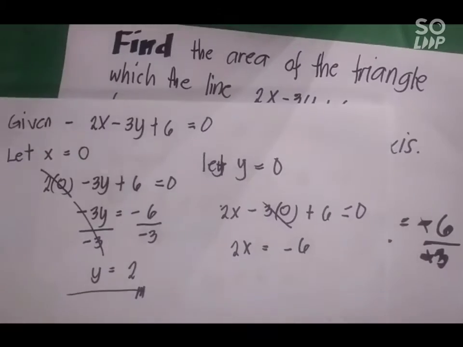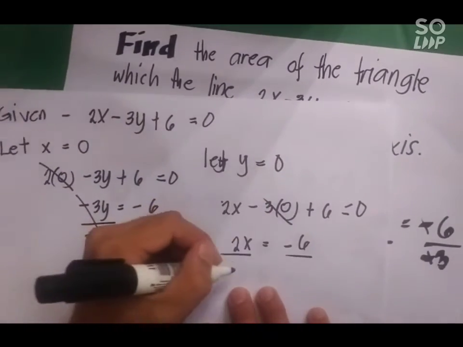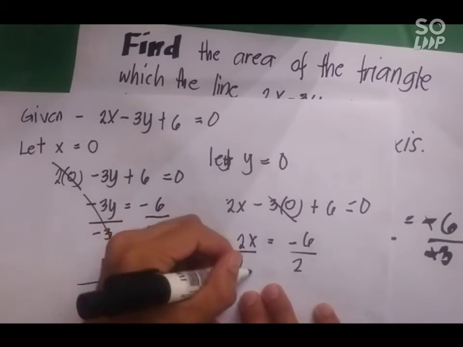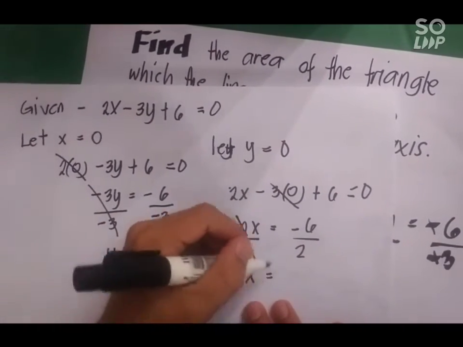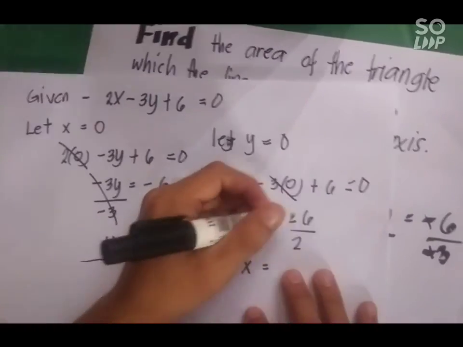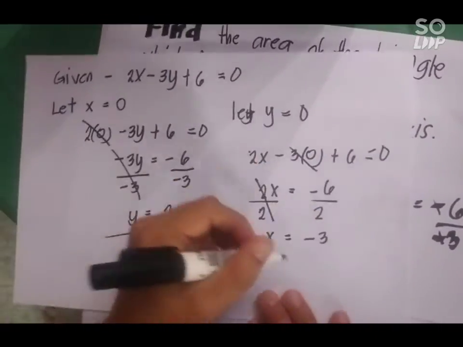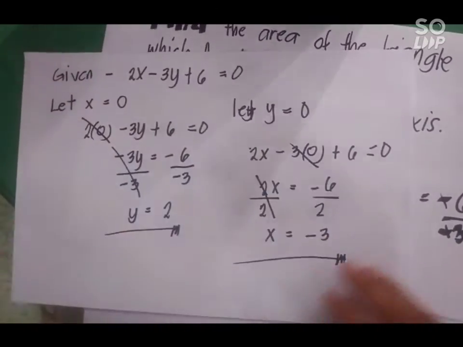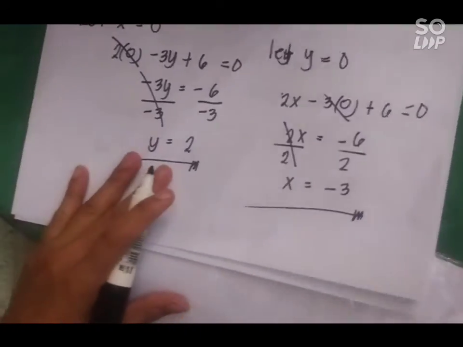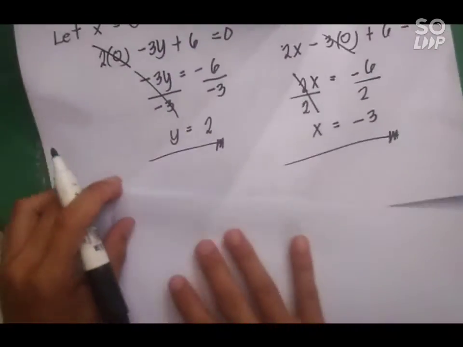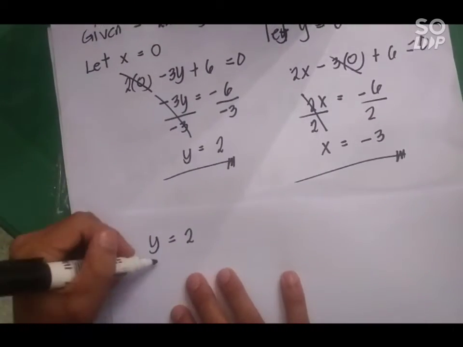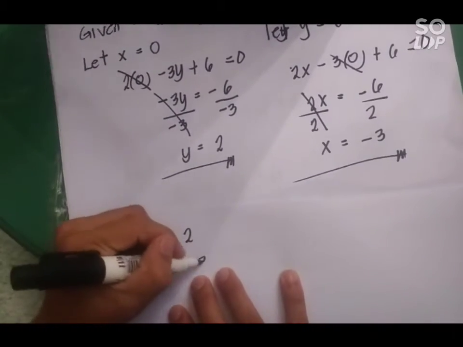So ako dan transpose lang ha, kada maglibog. So x equals negative divided by positive equals negative 3. So mo ni siya ato ang coordinate nato sa atong kuan. So pag humana na, kumbaga ang ato y equals 2 man, tapos ang atong x equals negative 3.